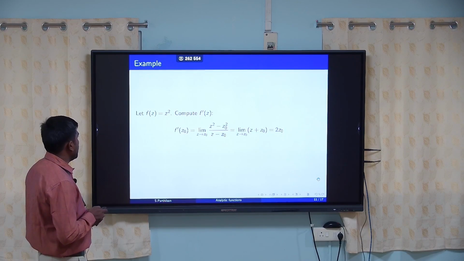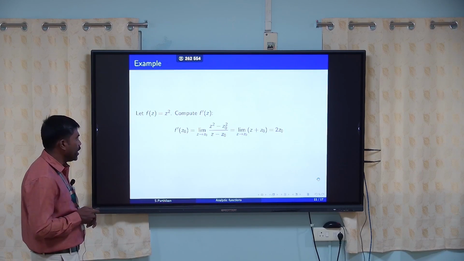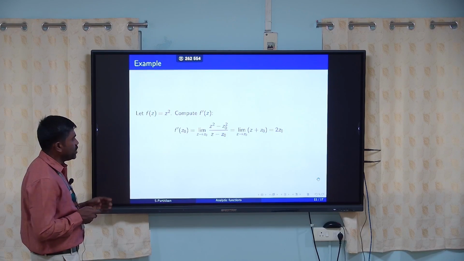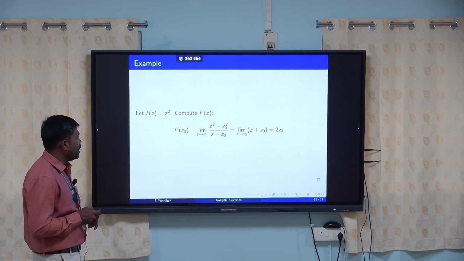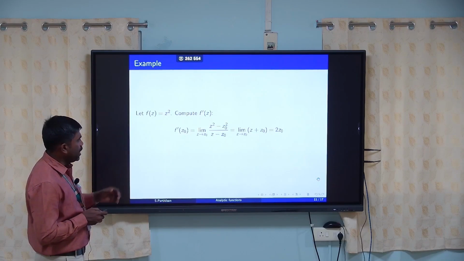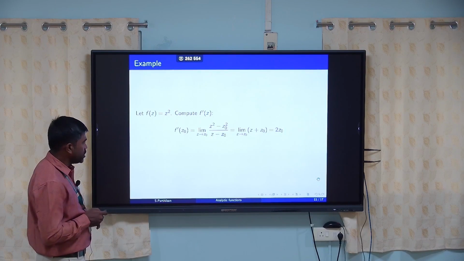Let us see the example. Let us take the function f of z equal to z square. We can use the above formula. F dash of z naught is equal to limit z tends to z naught, z square minus z naught square by z minus z naught. We find the limit value to be 2 z naught.